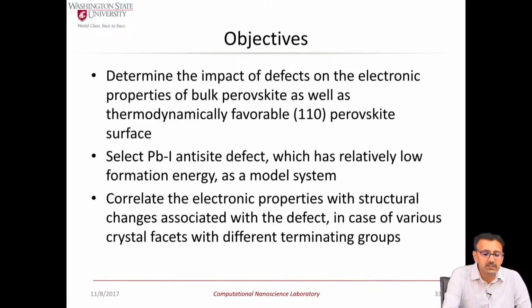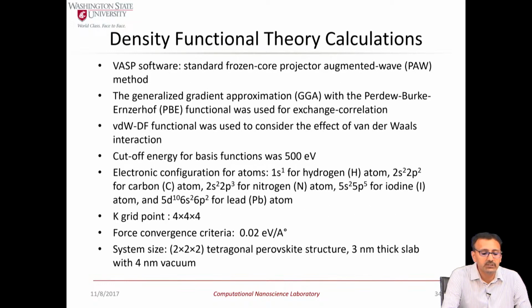So the defect that we considered for this calculation, an energetically favorable defect, is called the lead iodine antisite defect. Where you are substituting a lead atom on that perovskite film with an iodine and trying to see what that does to the band structure.